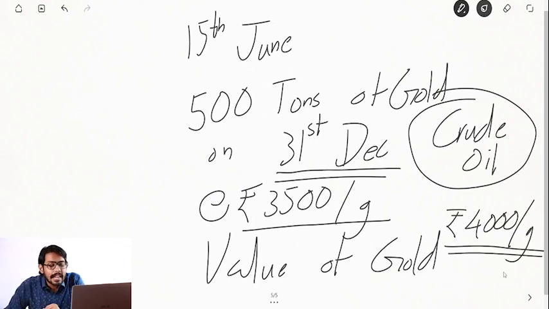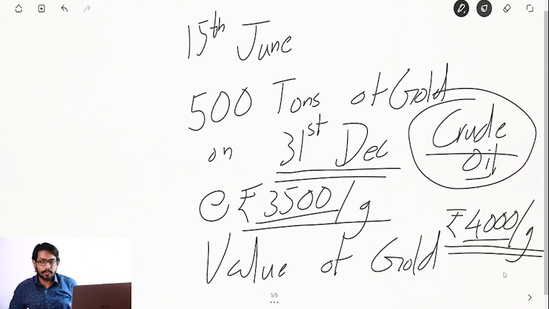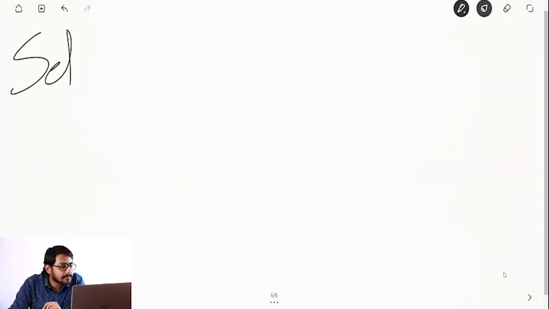But if you are only a trader in crude oil, what are you planning to do? You are planning to buy crude oil at 3500 and sell it at 4000. So you have to then receive crude oil, then you have to store crude oil, find a seller, then you have to sell it at 4000. Instead of that, he is directly giving you 4000. Job is easier.